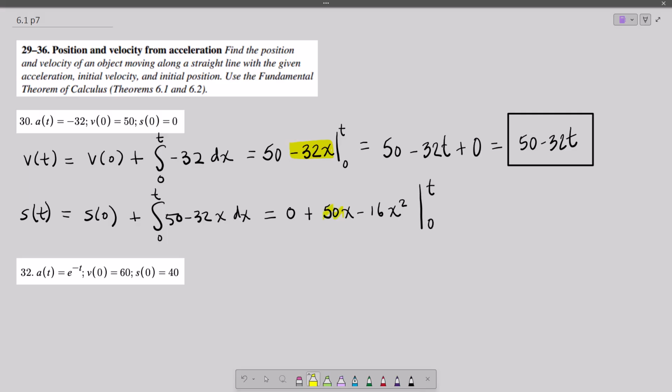This is the antiderivative in here. That number out in front, 0, in this case it doesn't matter, but that 0 is not part of the antiderivative. So the 0 can vanish now, and we end up with 50 times t minus 16 times t squared. And when we plug in the lower limit of integration, what do we end up with? Yeah, just 0, so we don't need to put anything else. That is position at time t. So from acceleration, we integrate once to get to velocity, we integrate again to get to position.